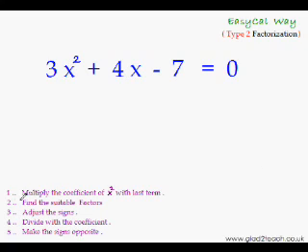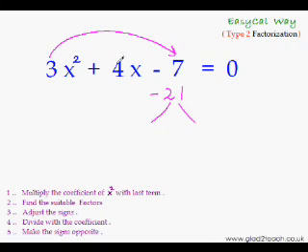Did you get the answer? The first step is to multiply the coefficient of x square with the last term. 3 times minus 7 is minus 21. Find the suitable factors now. 2 factors of 21 whose sum or difference is 4 would be... Now adjust the signs. Since the difference is positive, therefore the bigger number must have been positive, and since the product is negative, therefore the other number must have been negative. See, 7 times minus 3 is minus 21, and 7 minus 3 is 4.